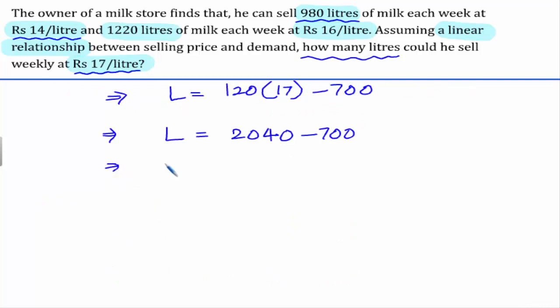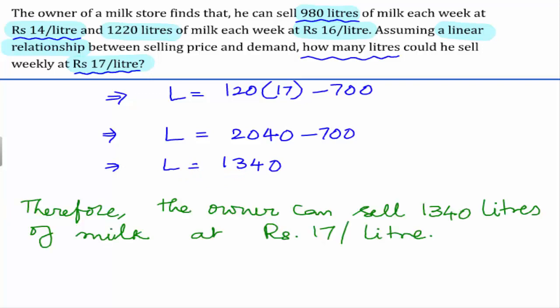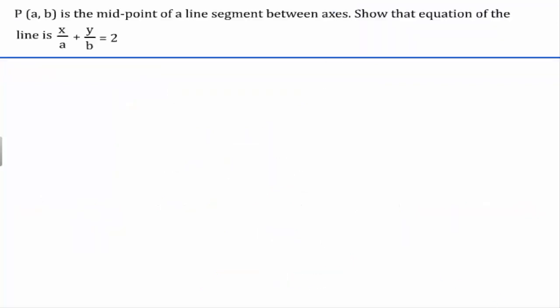Here L we get 1340. So therefore the owner can sell 1340 liters of milk at the rate of 17 rupees per liter. This is a very interesting question.